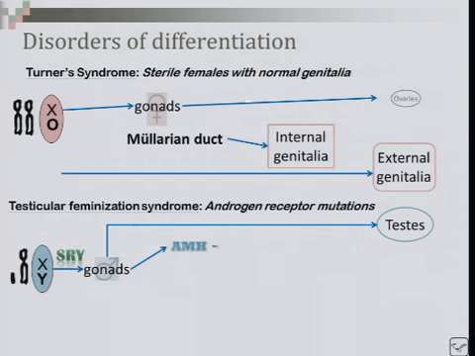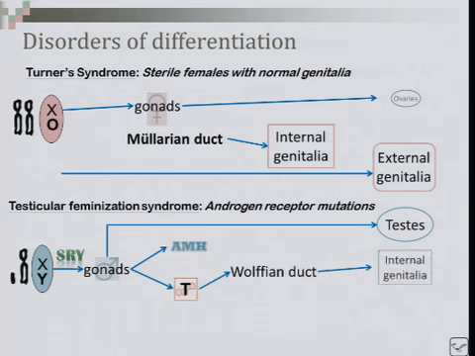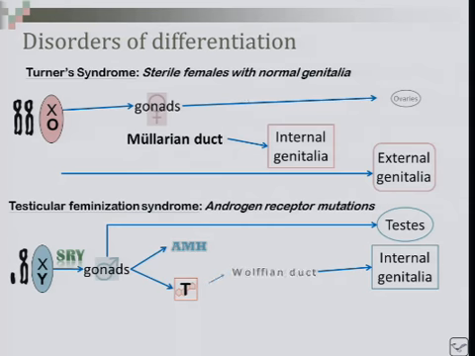He secretes anti-Mullerian hormone, which causes atrophy in the Mullerian duct. It also makes testosterone, which normally would result in development of the Wolffian duct and internal genitalia. However, because of the lack of receptors, the Wolffian duct doesn't develop normally. And so you won't get normal internal genitalia.